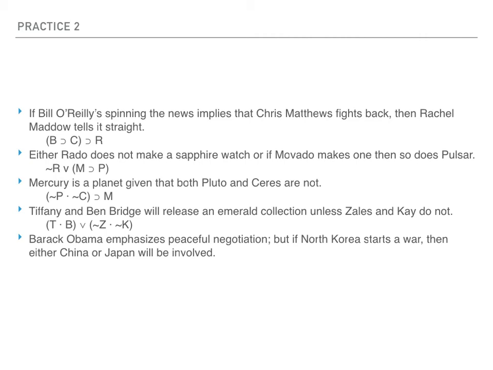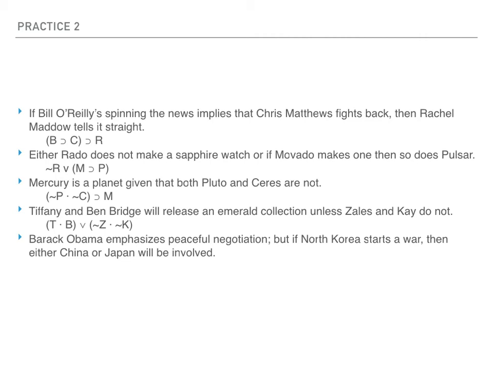Well, the semicolon there is telling us pretty clearly where the main operator is. And on one side of it, we just have the sentence, Barack Obama emphasizes peaceful negotiation. On the other side, we have the word but, and we know that that indicates a dot, or the word and. And then after that, we have the conditional statement. If North Korea starts a war, comma, then either China or Japan will be involved. So we know how to deal with that.